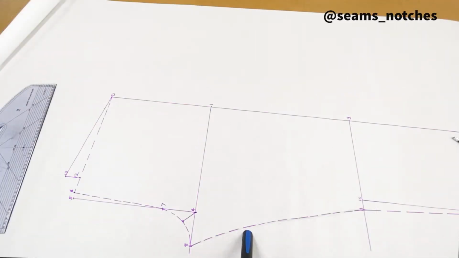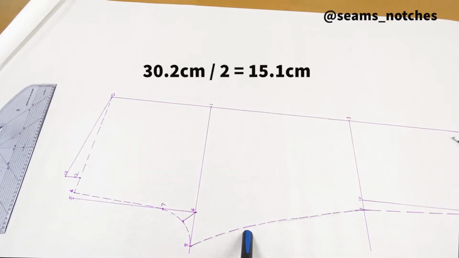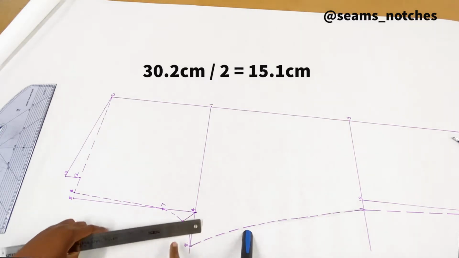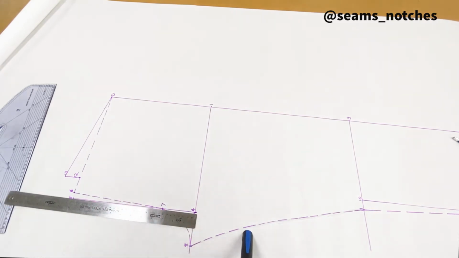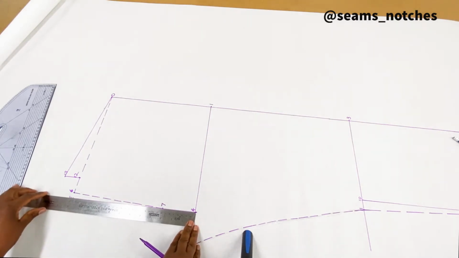So to get point 14 is the half measurement between 4 and 5. So what we need to do is to get the measurement between point 4 and 5, divide that by 2, and that will give us 15.1 centimeters. So we're going to place our ruler on point 4, drawing a point upwards, and that will give us point 14.